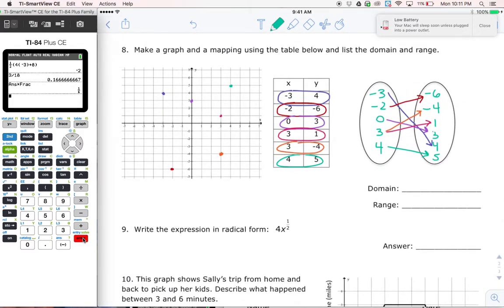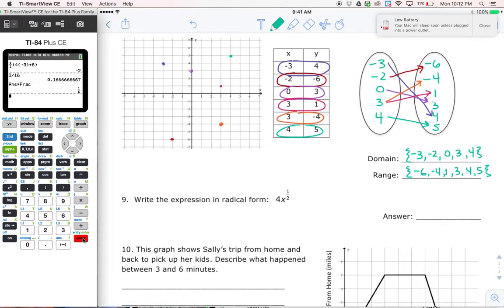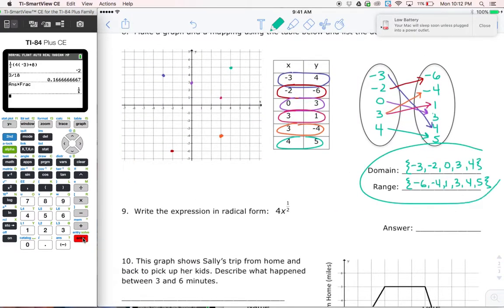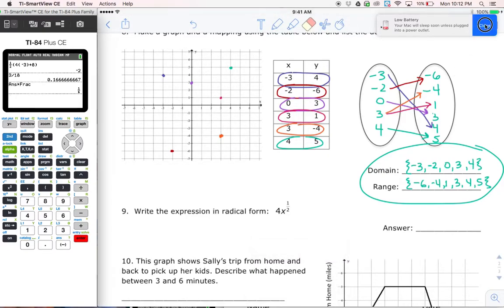Okay, our domain and range this time, because we just have dots, we're going to make a list. I like to look at the mapping once I have it because they're already going from least to greatest. So negative 3, negative 2, 0, 3, 4. Then my range is negative 6, negative 4, 1, 3, 4, 5. Now you guys remember this time we made a list because we could. In the last domain and range problem, it was impossible to make a list, so we didn't worry about it. Okay? All right.